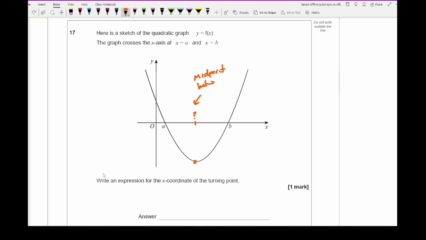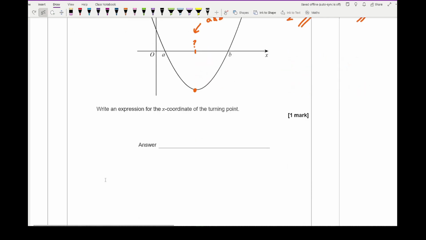between a and b. Now if I want to work out a midpoint between two values, all I've got to do is just add the two things together and divide by 2. So you could write your answer like this, or you could write the letters in alphabetical order, in which you could have a plus b over 2.